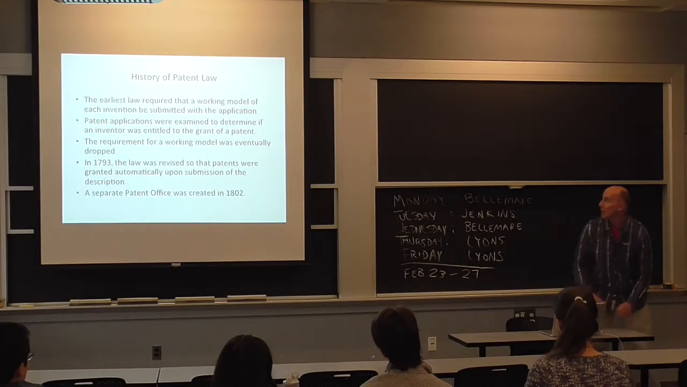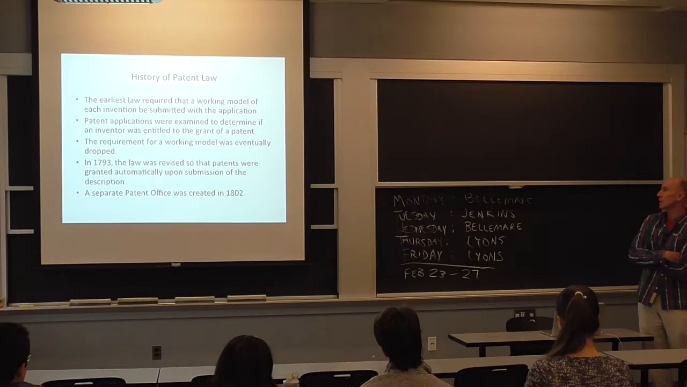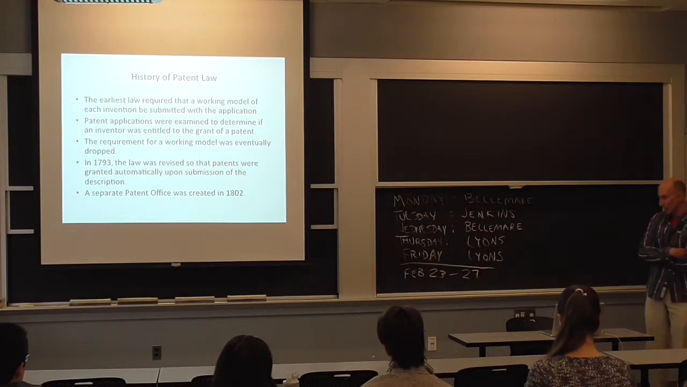All right. The earliest law required that a working model of each invention be submitted with the application. Of course, they no longer require that. Patent applications were examined to determine if the inventor was entitled to a grant of the patent. The requirement for a working model was eventually dropped. In 1793, the law was revised so that patents were granted automatically upon submission of the description. And a separate patent office was created in 1802.